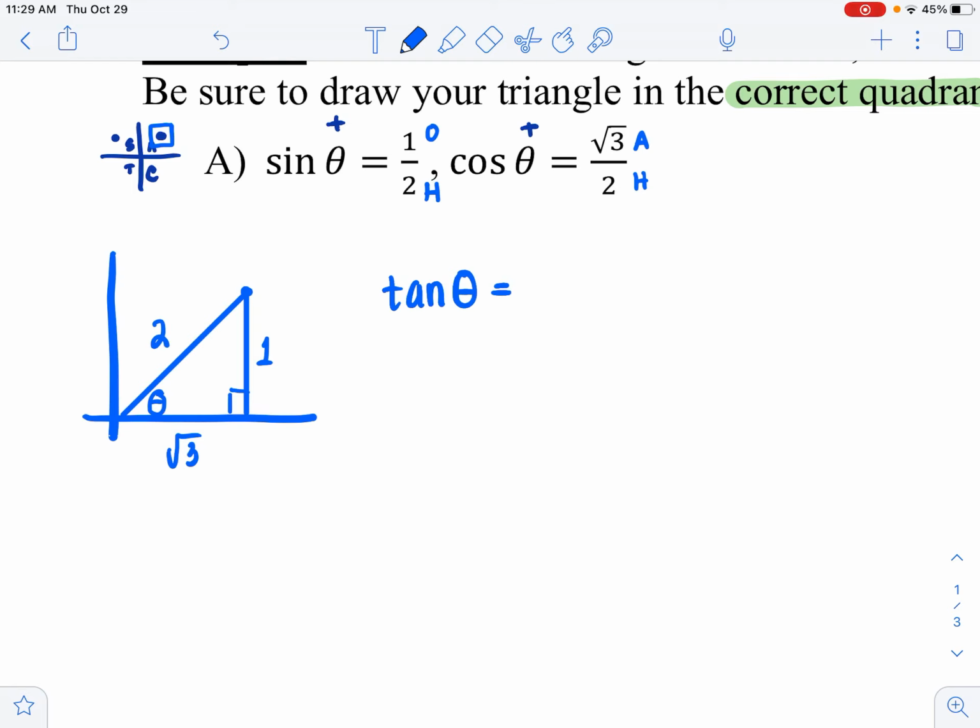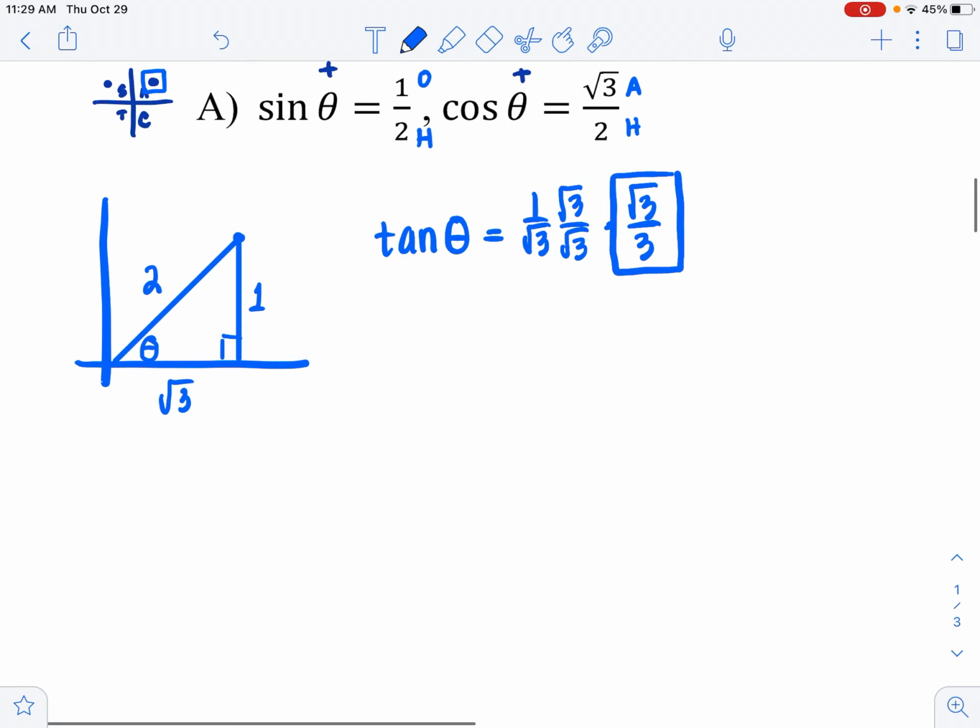So tangent of theta is equal to the opposite side, which is 1, over the adjacent side, which is √3. So 1 over √3. But remember, I can't leave my answer like that. I need to rationalize it. So that is √3/3. All right, now I need all my reciprocals.